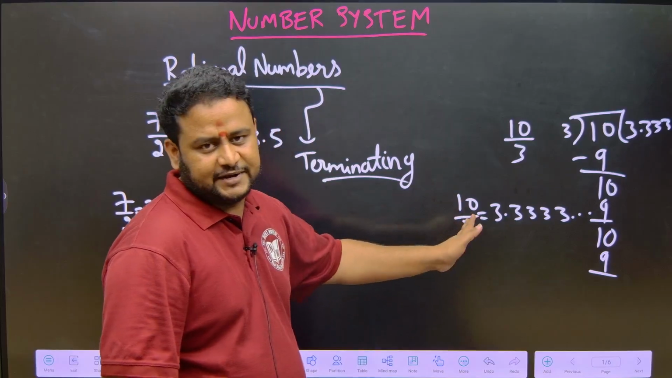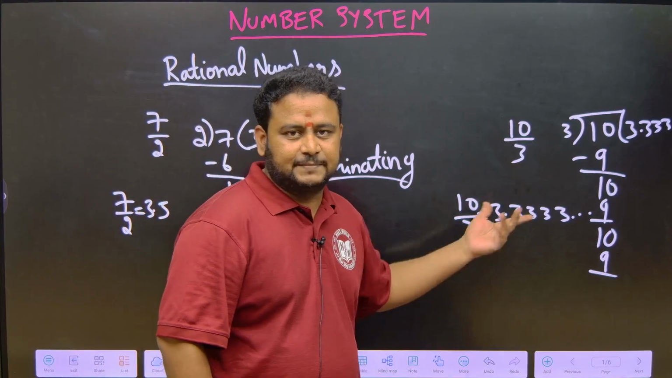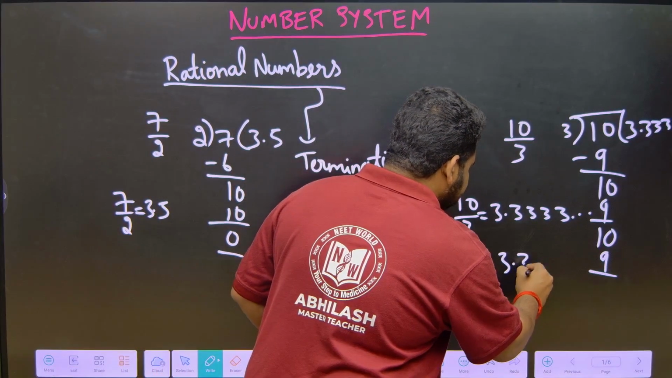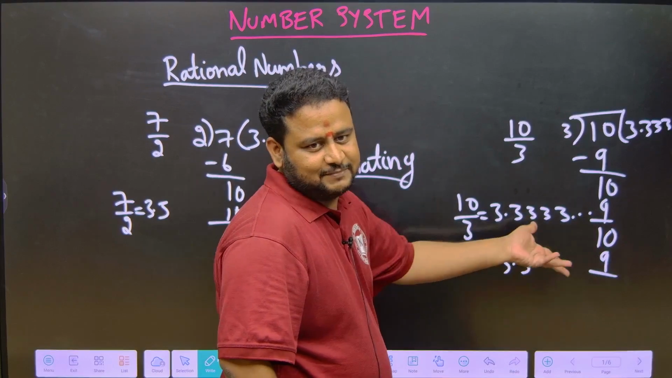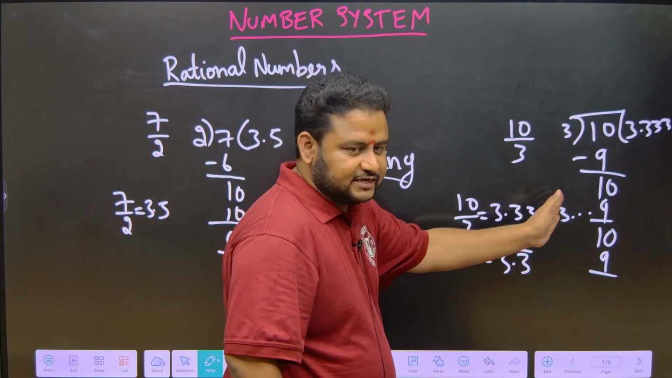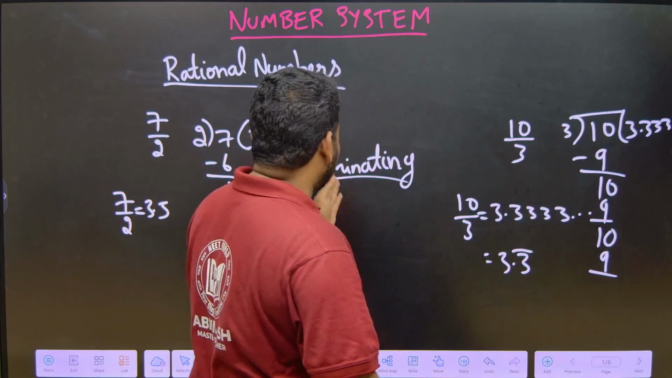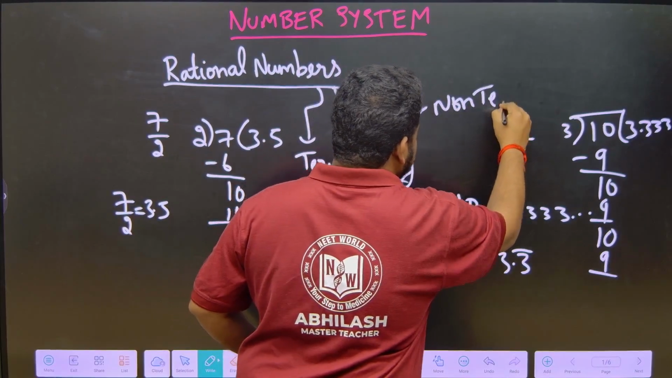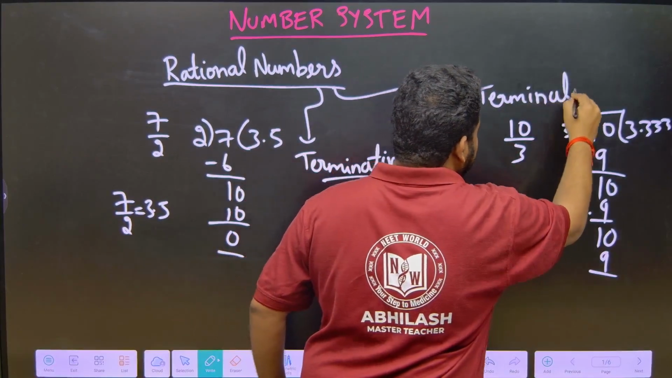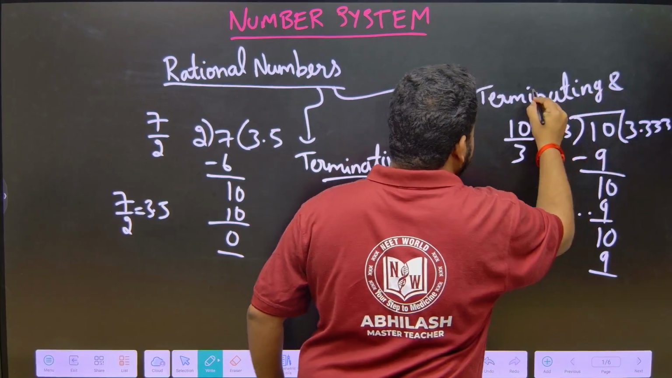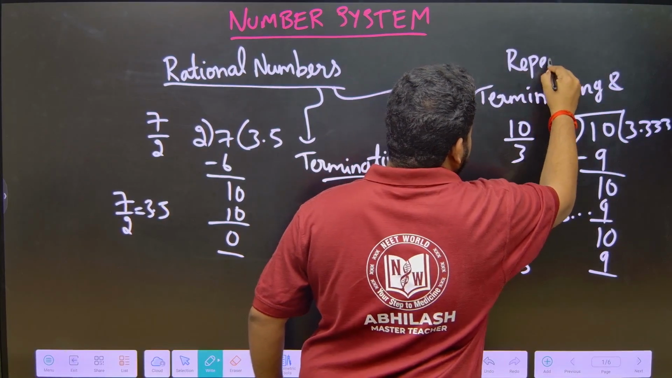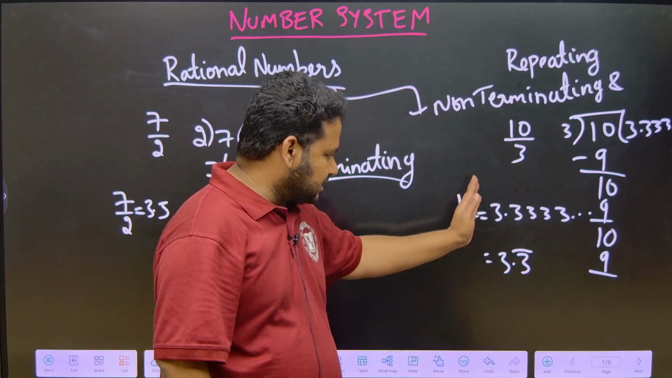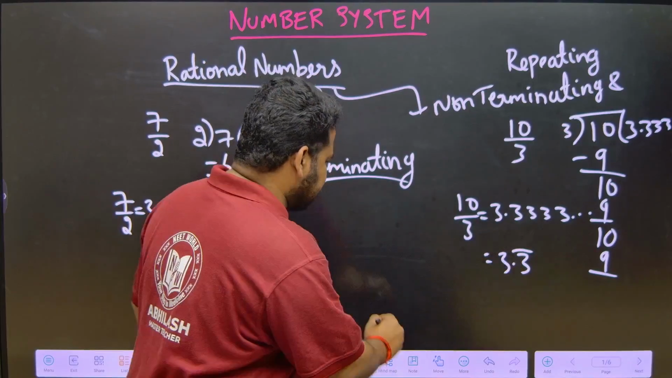It is not terminating, but it is repeating itself. Instead of writing 3.333 again and again, you can represent it as 3.3 bar, that is the 3 keeps coming again and again, it is repeating. So, what is this called? These numbers are non-terminating and repeating. This can be written as 3.3 bar.